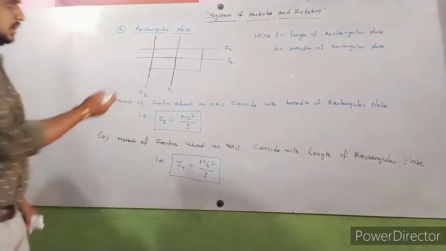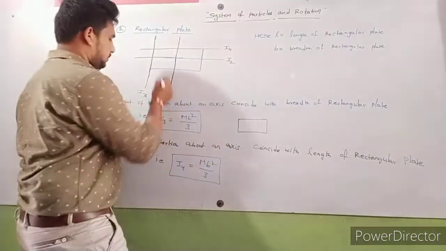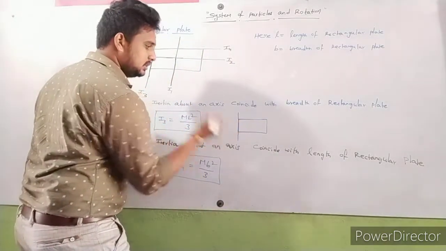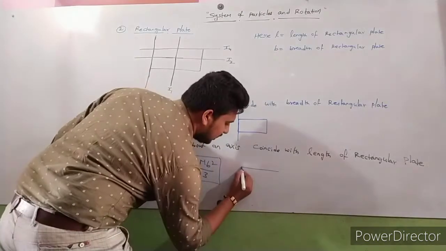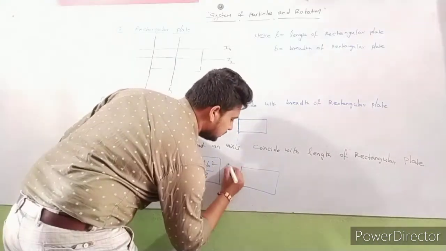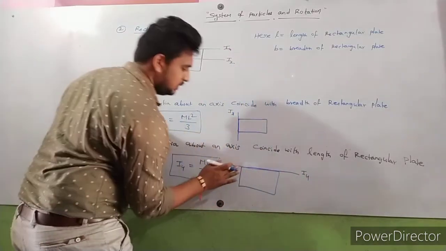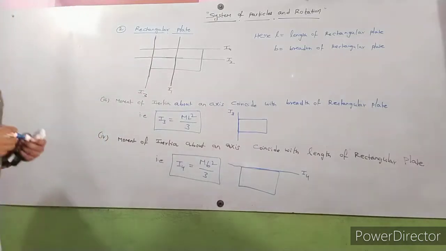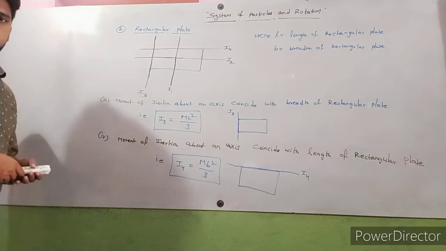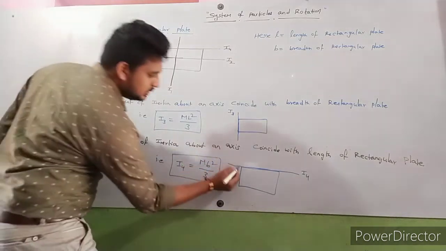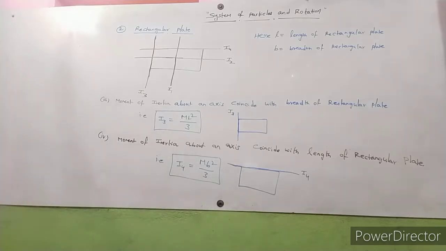So if you draw this figure like this also, for your understanding, where is I3? This is I3 about an axis. And for your understanding purpose, where is I4? This is I4. For this axis, this is I4. Okay, coinciding with the length. Next, rectangular plate is finished.